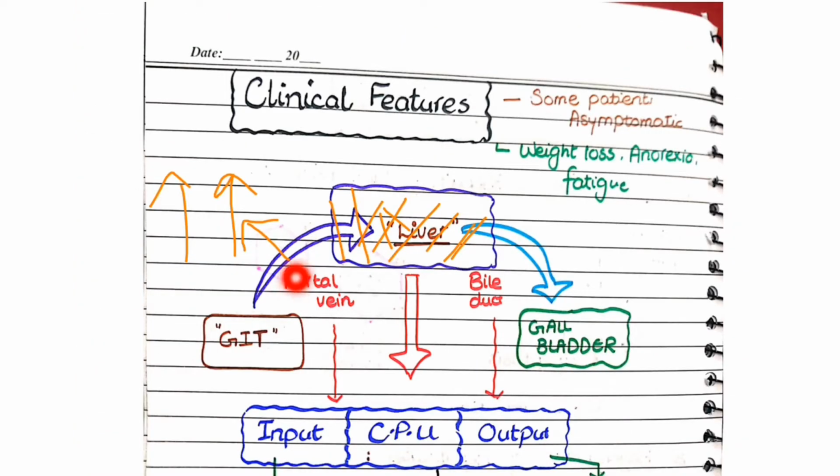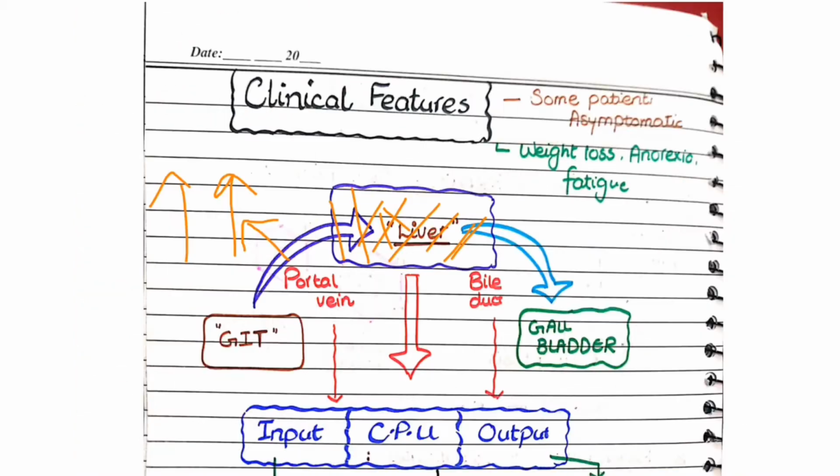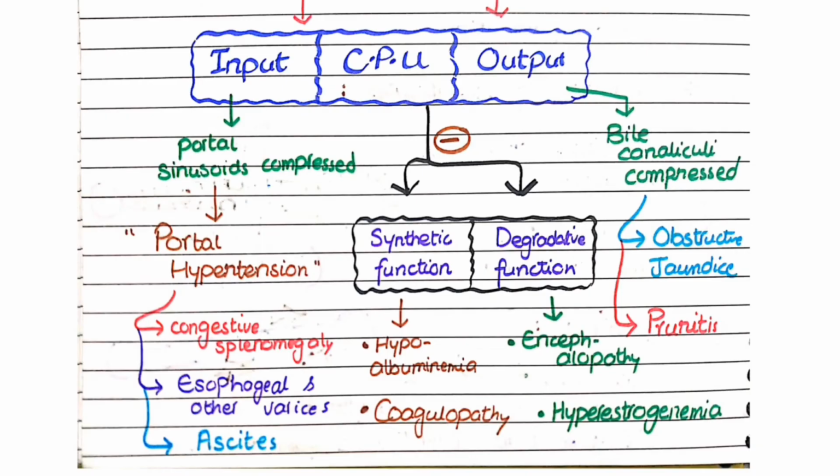Thirdly, this congestion of blood in the portal vein can cause ascites. But ascites is a multifactorial disorder that will be caused by other pathologies also. We will discuss ascites as a separate topic. So remember from the input part of this diagram that when the portal vein or its branches, the hepatic sinusoids, are compressed, it results in portal hypertension that causes congestive splenomegaly, esophageal varices, and it may cause ascites.